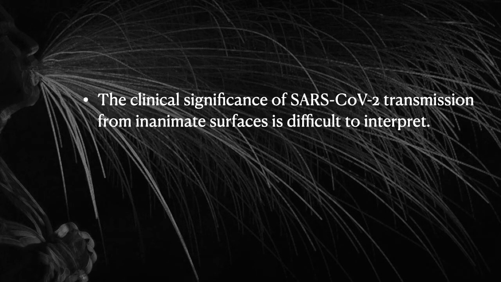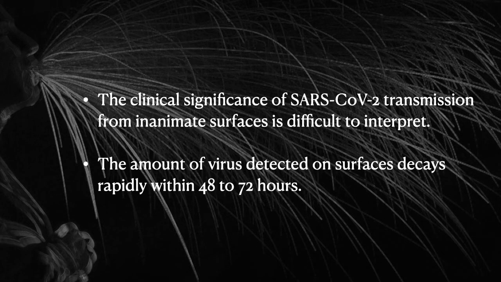The clinical significance of the transmission of SARS-CoV-2 from inanimate objects, that is fomites, is difficult to interpret. This is predominantly because we still don't know what is the inoculum needed to cause an infection, especially from these surfaces. And the viruses which are present on these surfaces decay very rapidly in the first 48 to 72 hours. But for all practical purposes, again, people who are working in a setup with very high load of infection are advised to take precaution against fomite-based transmission, that is by use of PPEs and gloves.